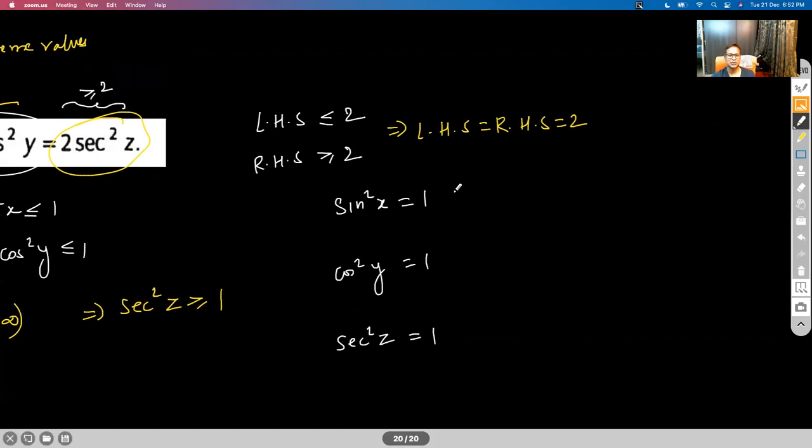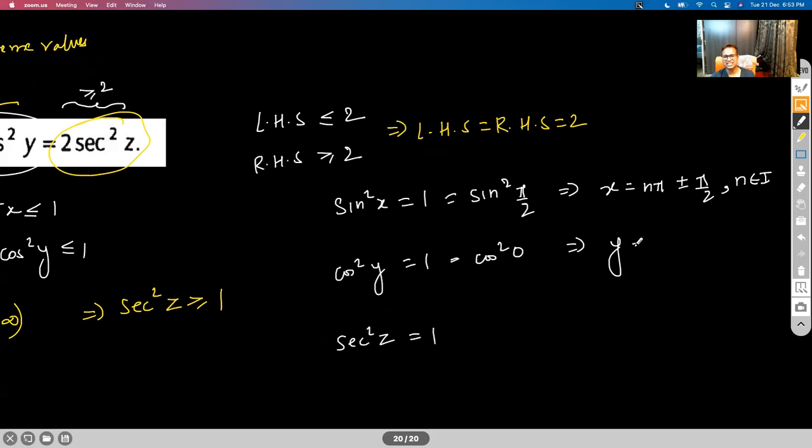Correct. Now sine square X is equal to one is as good as sine square X equal to sine square pi by two. So what is the general solution? X equals n pi plus minus pi by two. Is it correct? Cos square Y is equal to one is as good as saying cos square Y is equal to cos square zero, right? That means Y is equal to n pi plus minus zero, which is as good as n pi only. Yes or no? Sec square Z equal to one is as good as saying cos square Z is equal to one. So Z is also equal to n pi. Is it fine? Any questions, any concerns?